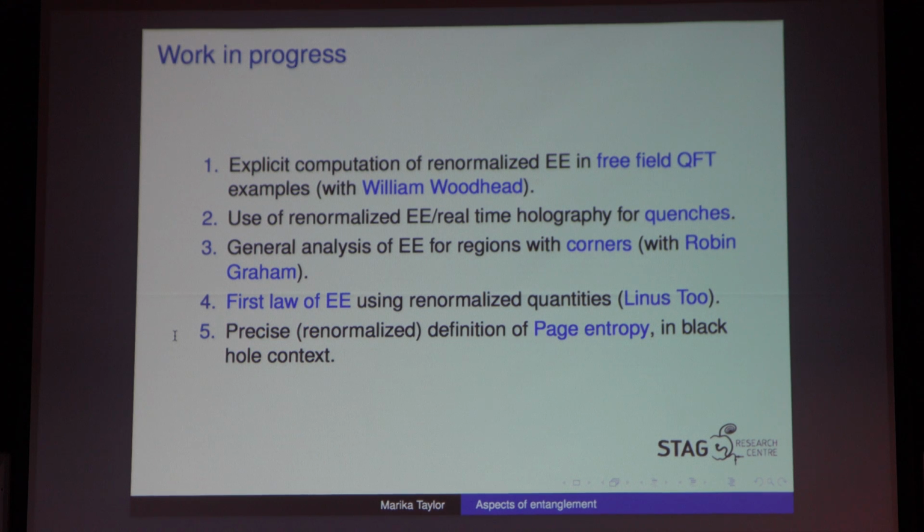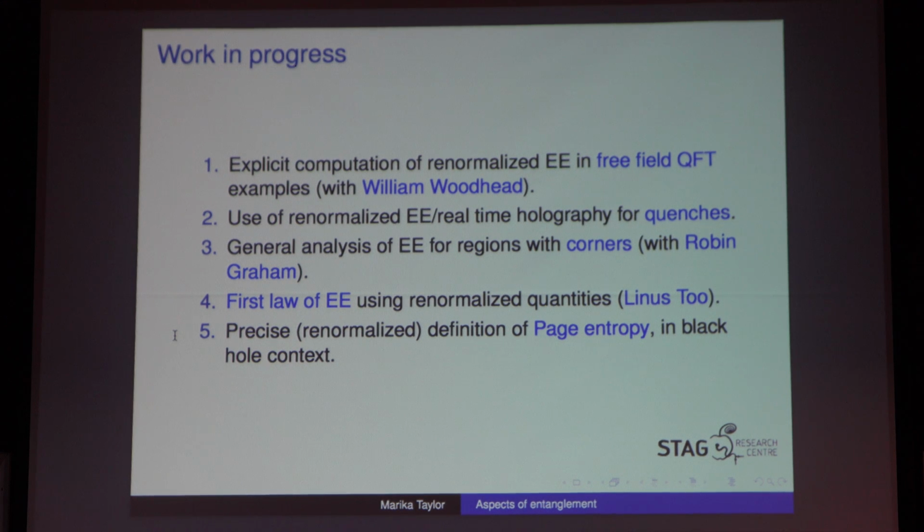The other thing is the first law of entanglement entropy. This is talking about how the change of entanglement entropy is related to the change in the modular Hamiltonian of the system. Both quantities are much more cleanly expressed using renormalized quantities. And so the proofs which were given by Monica Galka, Tom Hartman and collaborators are much cleaner with renormalized quantities, and you can drop some of the assumptions and restrictions that they had. That's something which the student, Linus, is doing. And the final thing is a renormalized definition of Page entropy in the black hole context.